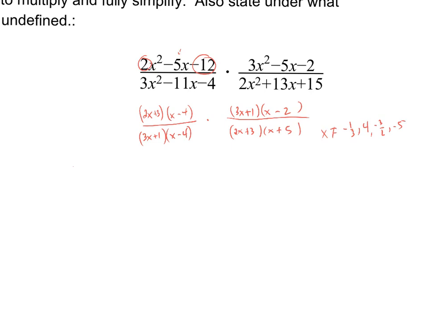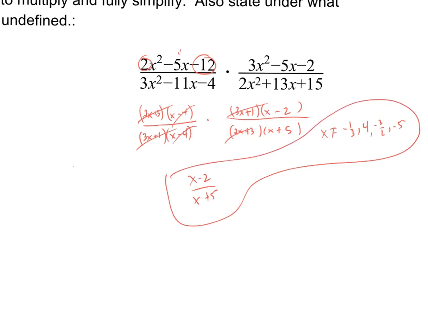And now I can cancel out anything that's in common on top and bottom. So in the first fraction, we have x minus 4s. In the second fraction, we can't simplify anything there, but we could do some cross cancellation: 2x plus 3s, 3x plus 1s. And so my answer will be x minus 2 over x plus 5 with those excluded values. That's it for the second example.